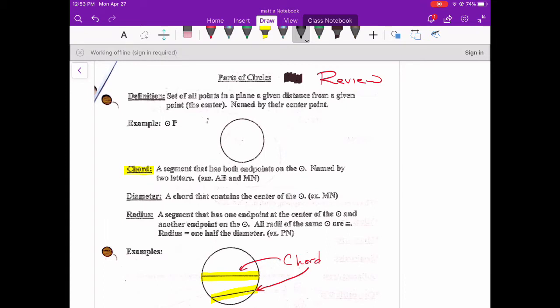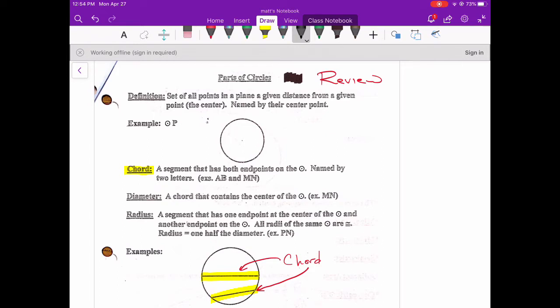Keep in mind that the center of the circle is not actually on the circle, it's in the center of the circle, or on the inside interior. So the diameter is two of those radii together, because you have to get to the center and then from the center to the other side. So the diameter is two times the radius.